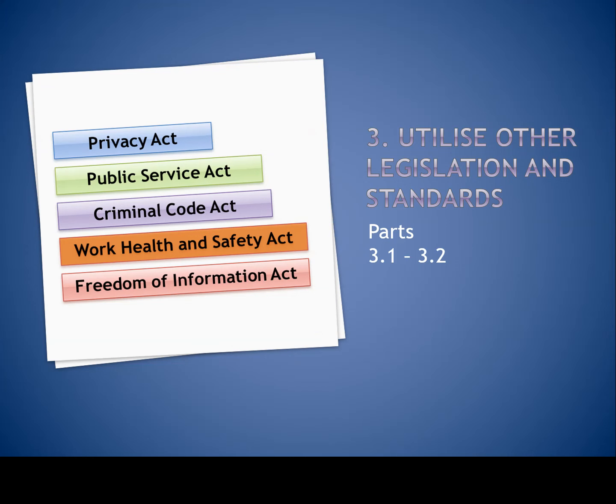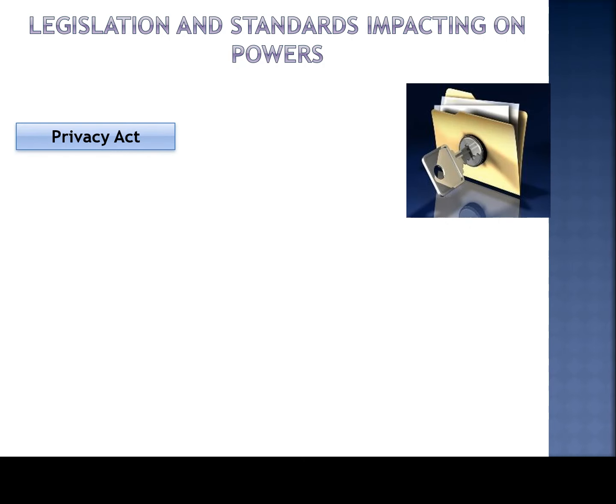Okay, so Chapter 3, utilising other legislation and standards. Short answer question 3 talks about 3 pieces of legislation that may impact on your enabling legislation. Well, we've already touched on that earlier in this tutorial. So things like the Privacy Act. We're collecting a lot of information as an investigator, and we might have the lawful power to do that, but we still need to comply with privacy requirements and privacy legislation in relation to the information that we do gather.